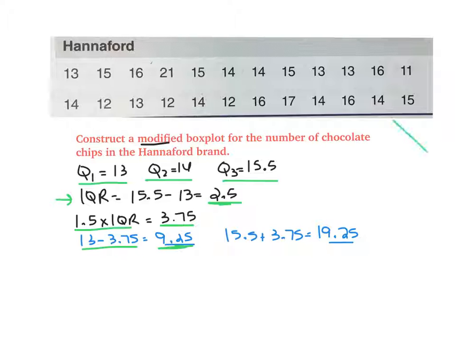So I go up here and look at my chart, see if there's anything below 9.25, and there's not, because everything up there is in double digits. I'm looking for anything bigger than 19.25, and I see one. I see that 21 right there, and that's all I see. So there's one, that's an outlier.